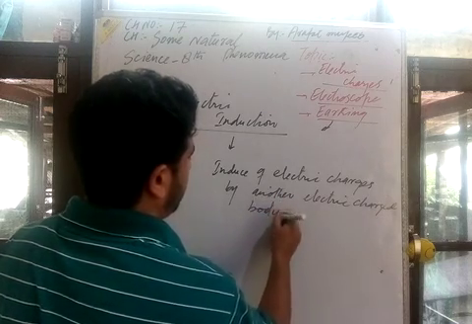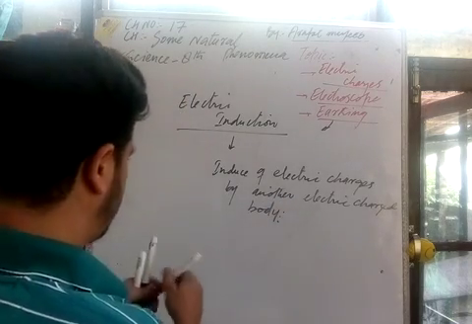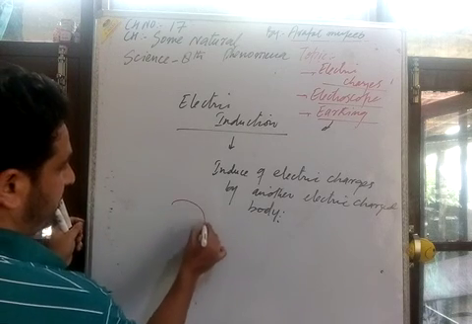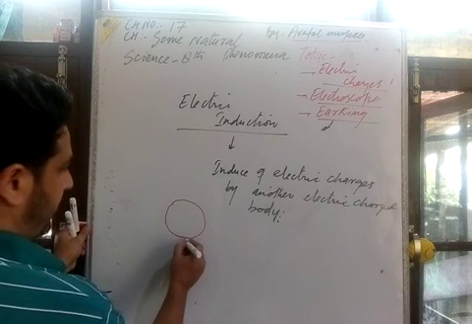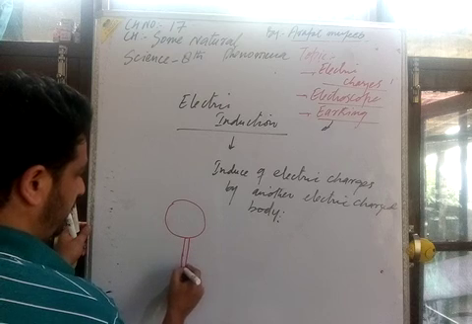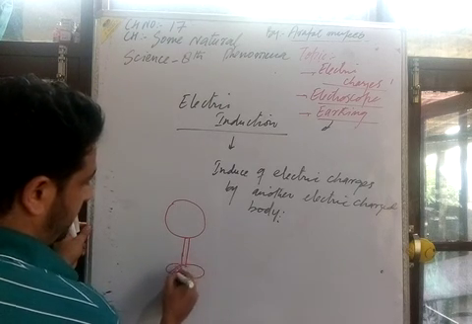An electrically charged body. Suppose I take here a metallic sphere, and it has an insulating rod and a disc, a base disc.